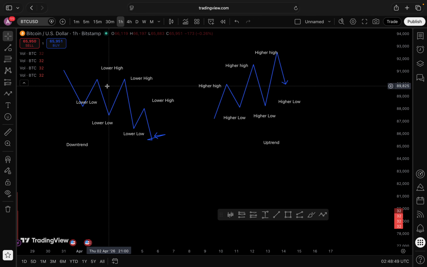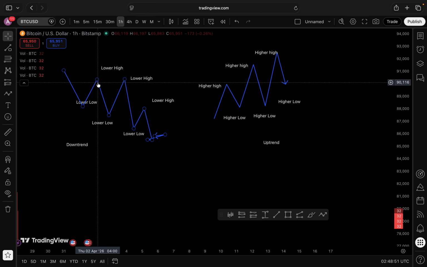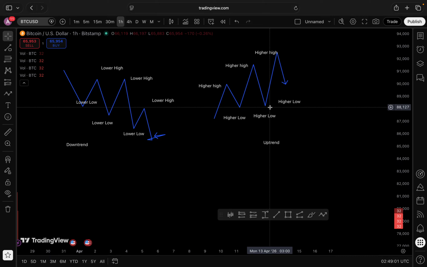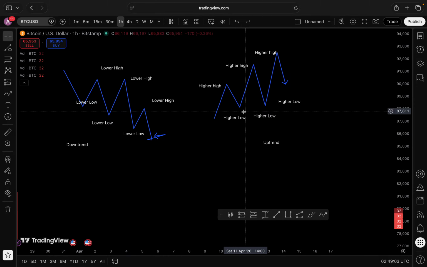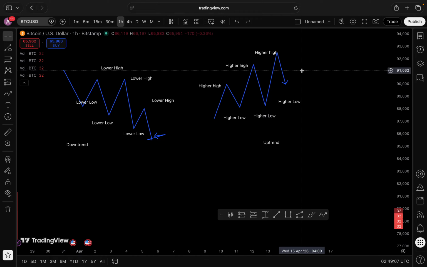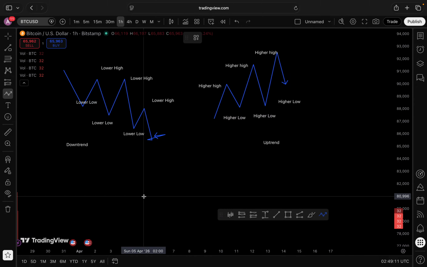As long as the next high isn't higher than the previous high on a downtrend, you're still good. And as long as the next low isn't lower than the previous low, you're good. It's still an uptrend. And then we have consolidation. Boom.